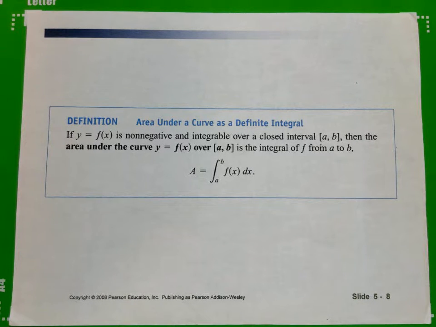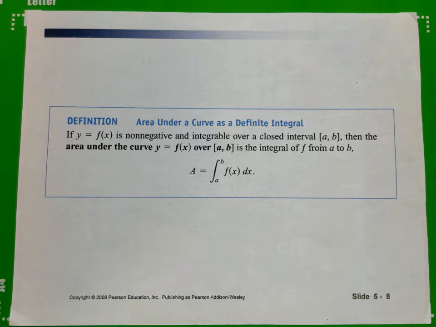Okay, let's talk about this definition: the area under a curve as a definite integral. It says if y equals f of x is non-negative and integrable over a closed interval from a to b, then the area under the curve y equals f of x over a to b is the integral of f from a to b, or in the definition as given below. So what is this trying to say?